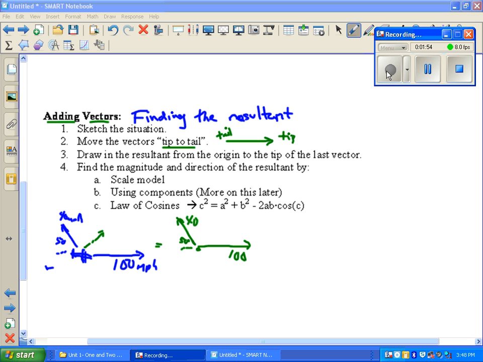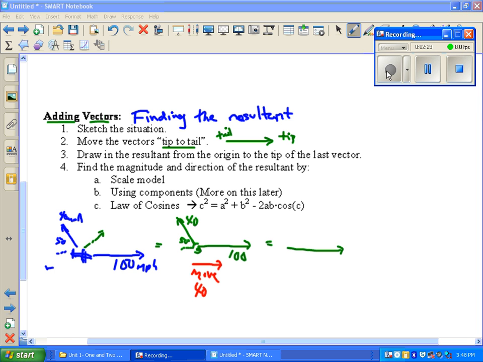You'll notice right now these two vectors are touching tail to tail. The two tails are touching each other. And I have to move one of the vectors so that they're tip to tail. Now there's two ways I could do it. I could either move the 100 upward so its tail is at the tip of the other one, or I could move the 40 over. In this case, I'm going to move the 40 over so its tail is at the tip of the 100. So I'm going to move the 40 this way. And when I do that, I'm going to end up with something that looks like this.